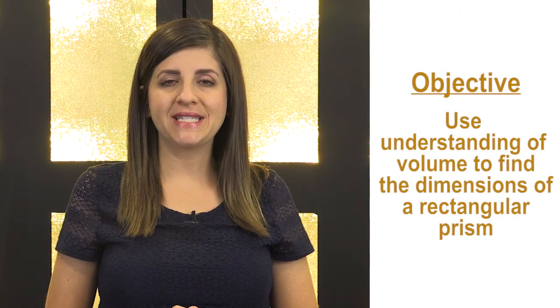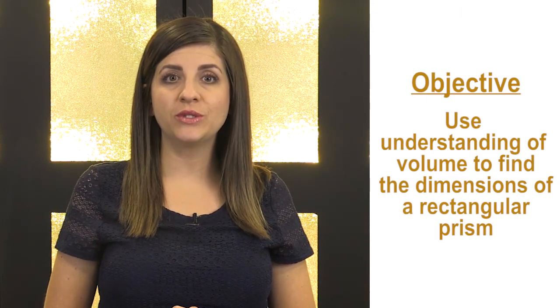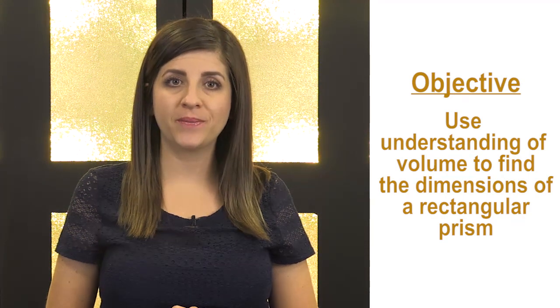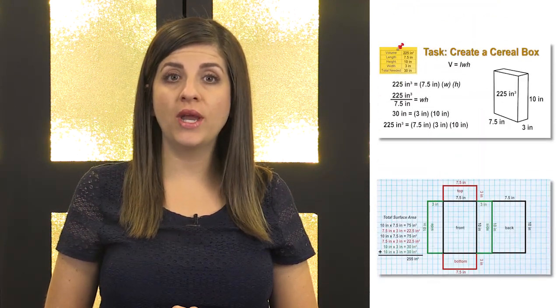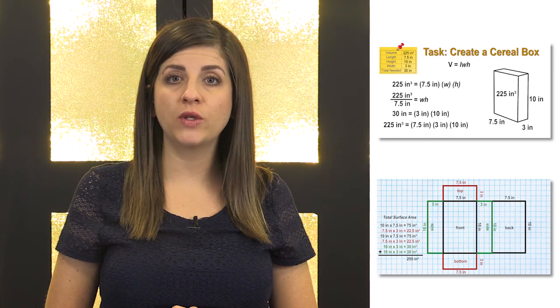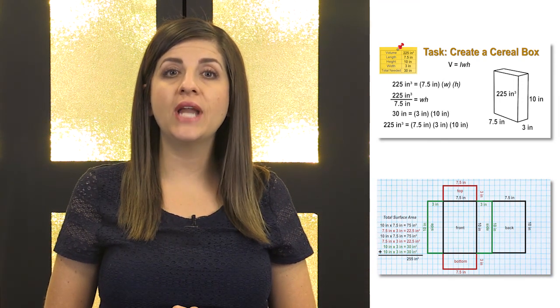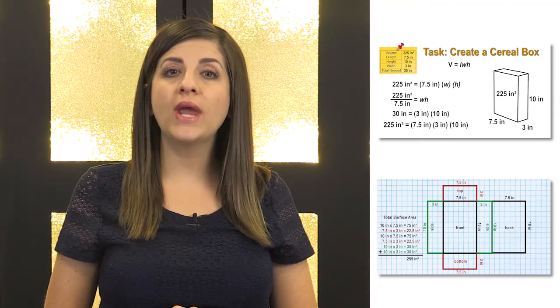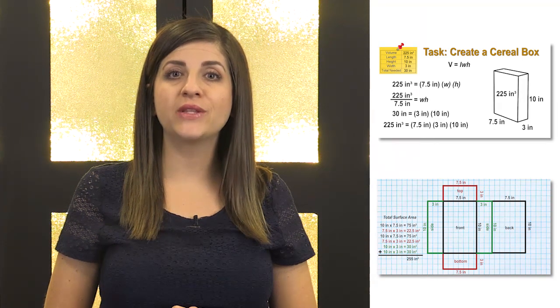The objective for this lesson was to use the understanding of volume to find the dimensions of a rectangular prism. We met this objective by creating a variety of boxes with the same volume and the same length, but different heights and widths. We then created a net of the box and calculated the surface area.